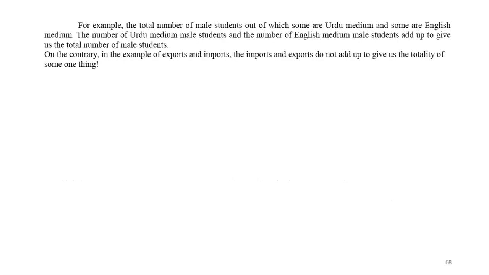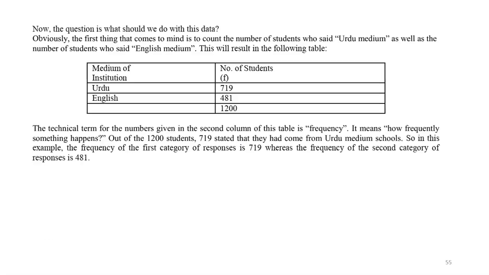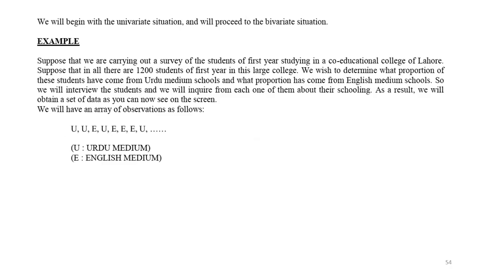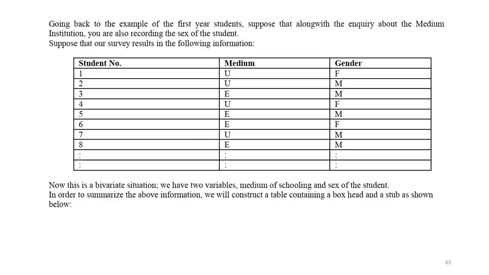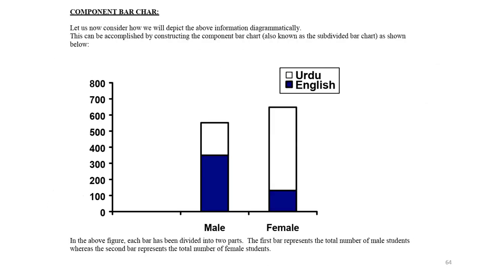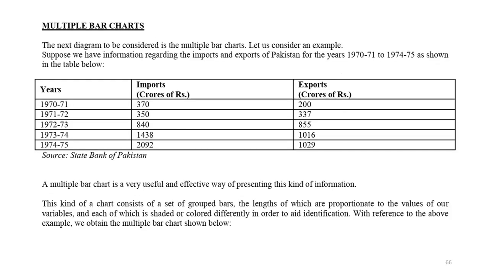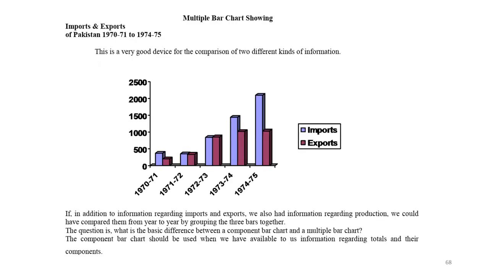This was a lecture related to our last lecture, and I have gone through what was studied: type of data, qualitative, quantitative, and we have discussed qualitative data, pie chart, and then simple bar chart, then the univariate and bivariate situations, the component bar chart, and the multiple bar chart, and the difference between component and multiple bar charts. Now in the next class we will discuss more topics related to our subject.